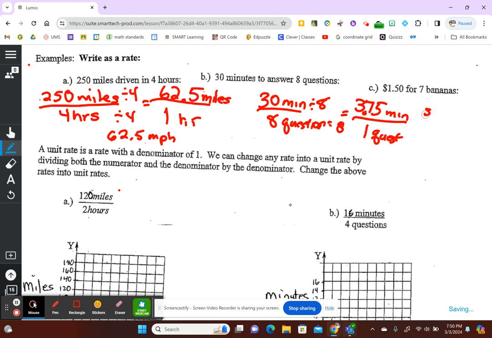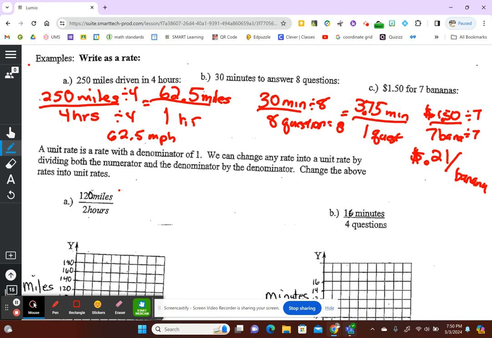And then $1.50. I put the decimal in the wrong place, sorry. $1.50 for 7 bananas. Divide by 7, divide by 7. 7 goes in twice. So it's approximately 21 cents per banana. And remember that money always gets rounded to the hundredths place.